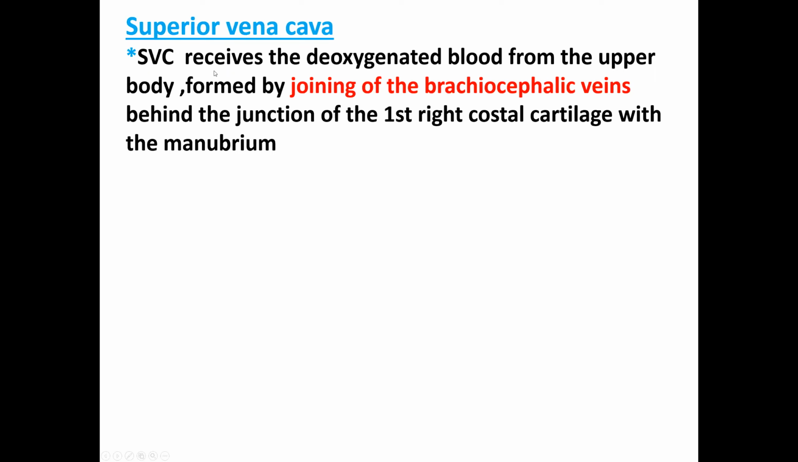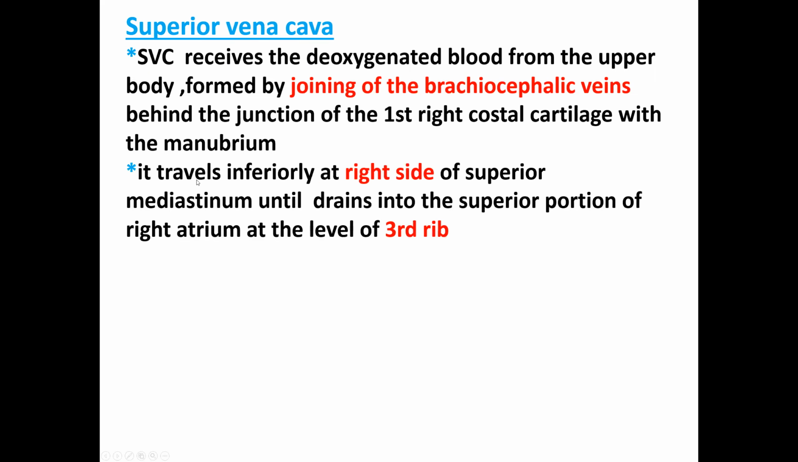Superior vena cava. The superior vena cava receives the deoxygenated blood from the upper body, formed by the joining of the brachiocephalic veins behind the junction of the first right costal cartilage with the manubrium. It travels inferiorly on the right side of the superior mediastinum until it joins the superior portion of the right atrium at the level of the third rib.